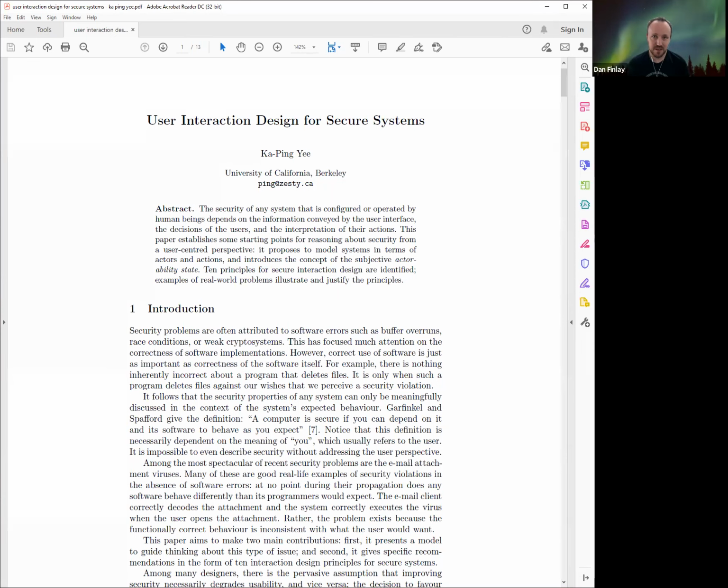Good evening, and welcome to the Secure UI Reading Group, Episode 1, where we will be reading User Interaction Design for Secure Systems by Ka-Ping Yee.